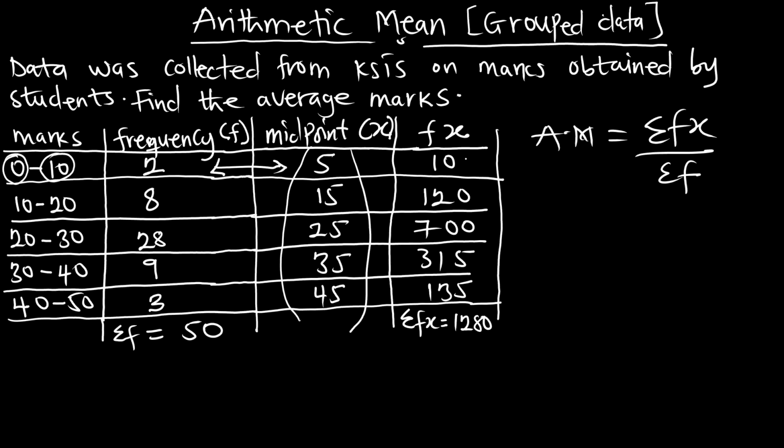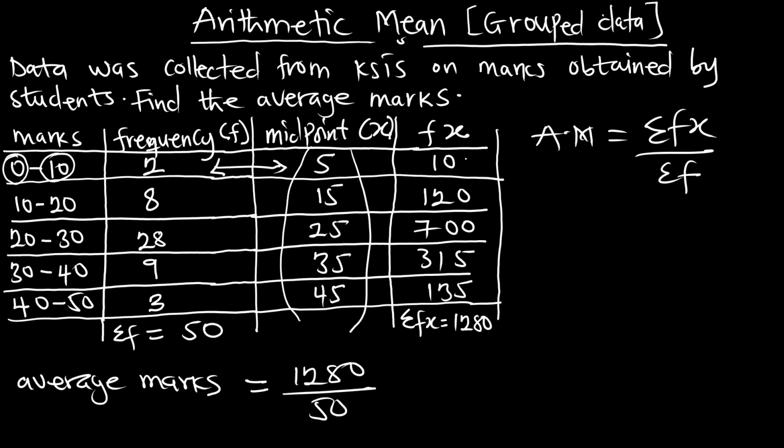So here our average marks, from the formula, is going to be 1280 on 50, and this is going to give us 25.6. So averagely students should score 25.6. So let's get to the table and see if this is true.